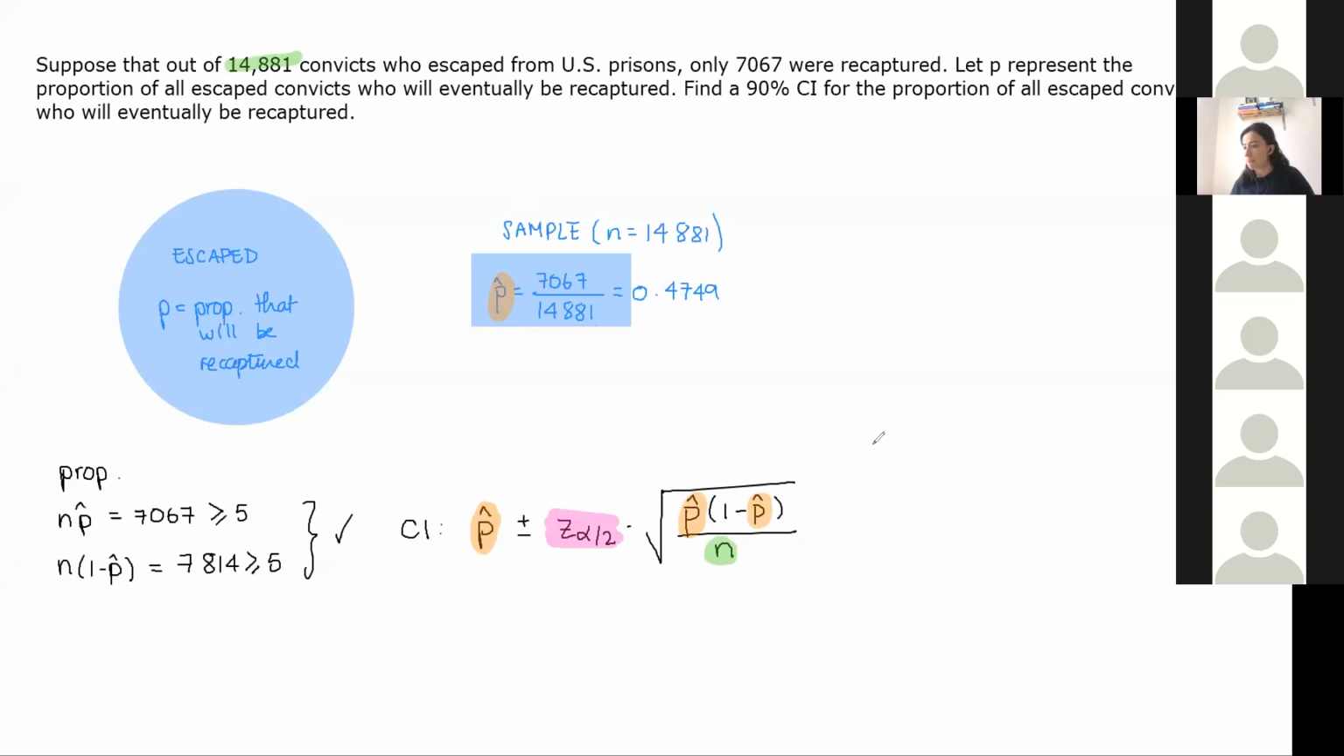So z alpha over, give me a second. Looking for something? Second drawer.